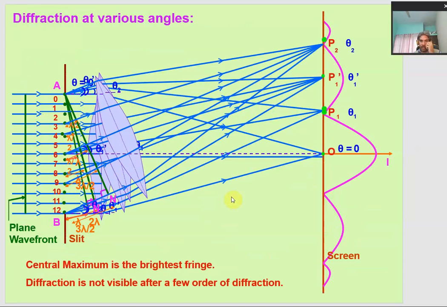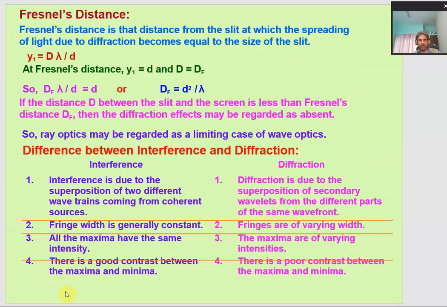So these are some differences between the interference and diffraction patterns. That is all about this topic on the wave theory of light.